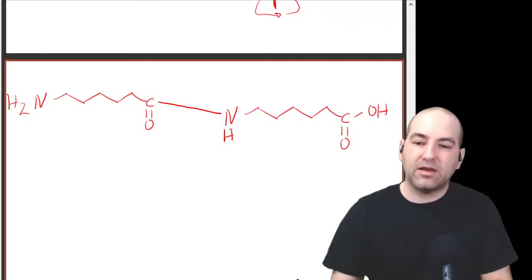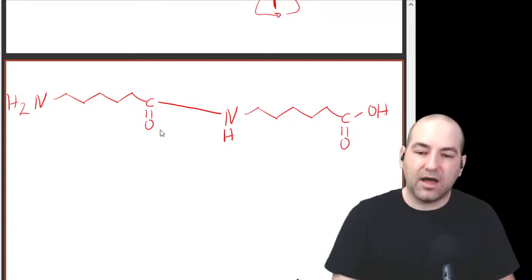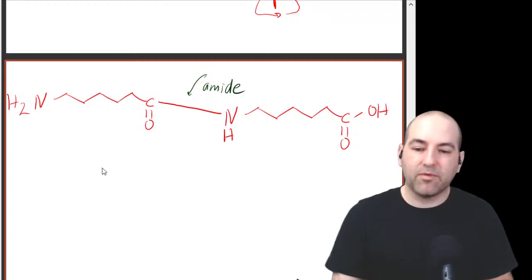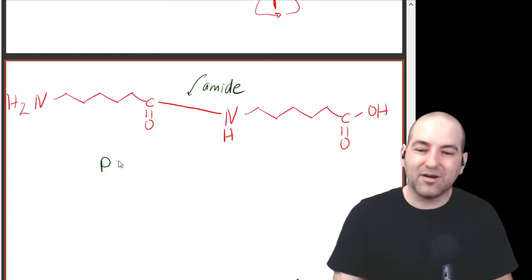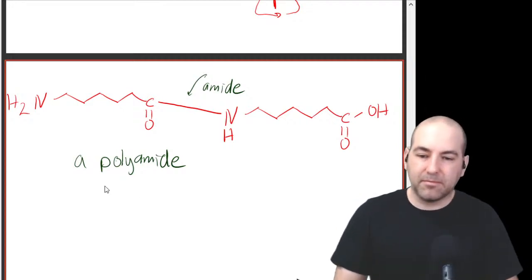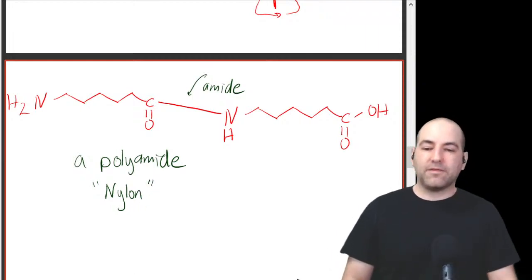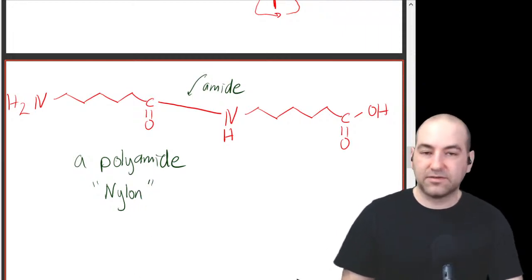So that type of bond, as we learned in the protein chapter, is known as an amide, or if it's proteins, it's peptides. But this is known as an amide bond. And so this type of polymer is known as a polyamide. And there are lots of different types of polyamides, but often the brand name is used, which is nylon. So if you hear about things made of nylon, there's lots of different kinds of nylon.